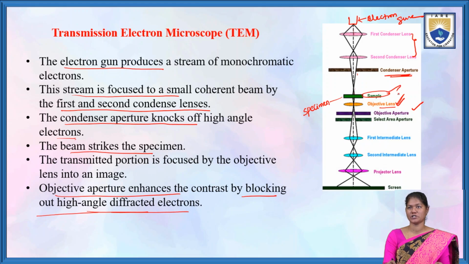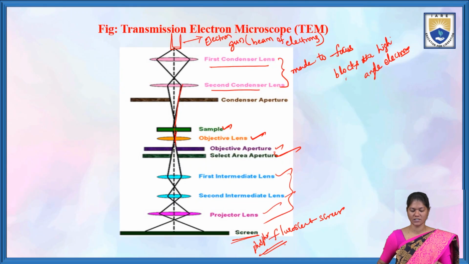After striking the specimen, the transmitted portion is focused by the objective lens into an image, and then the objective aperture enhances the contrast by blocking high angle electrons. Then by using the first intermediate and second intermediate projector lens, we can enhance the image, and it can be seen on the screen, which is a phosphor screen or fluorescent screen.